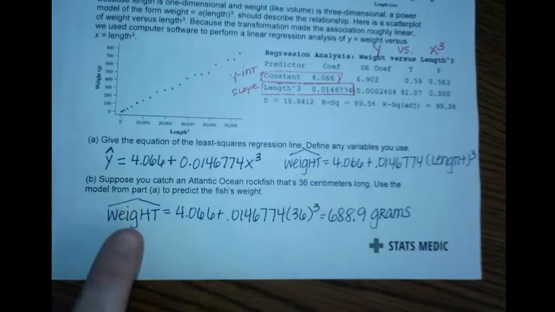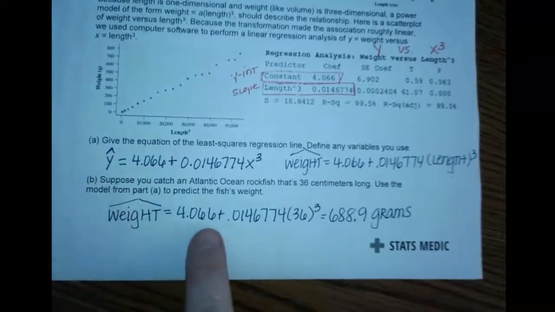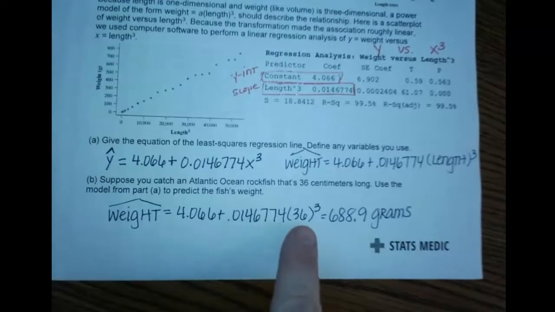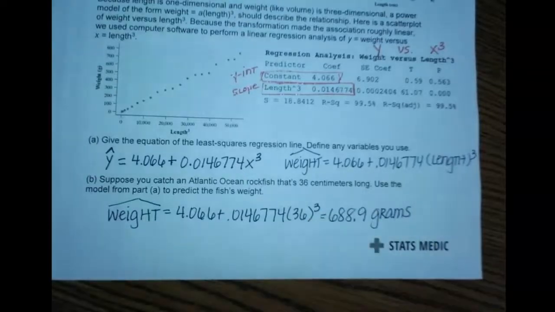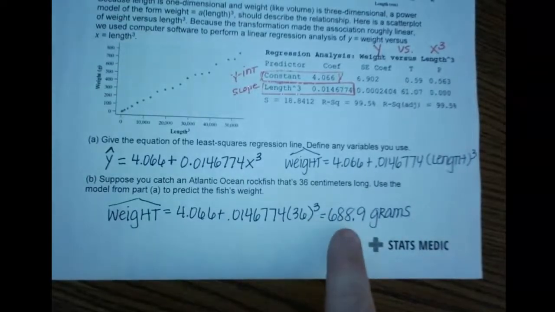All right, so our predicted weight is, here's the equation of our line. I plugged in the length of the fish we caught, and it has to be cubed because that was the power model that they applied. And I got 688.9 grams.